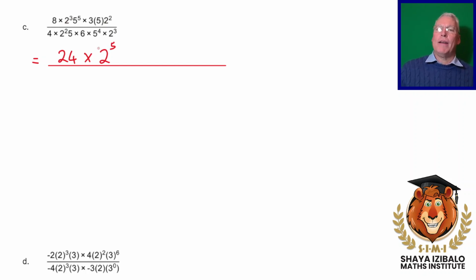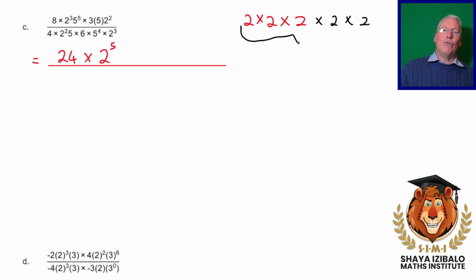Okay? Just to remind you, what 2 to the power of 3 means is 2 times 2 times 2. What 2 to the power of 2 means is 2 times 2. How many 2's have we got altogether? We've got 5 2's. What's the shorthand for writing 5 2's? 2 to the power of 5. Okay, it makes sense. It always makes sense.